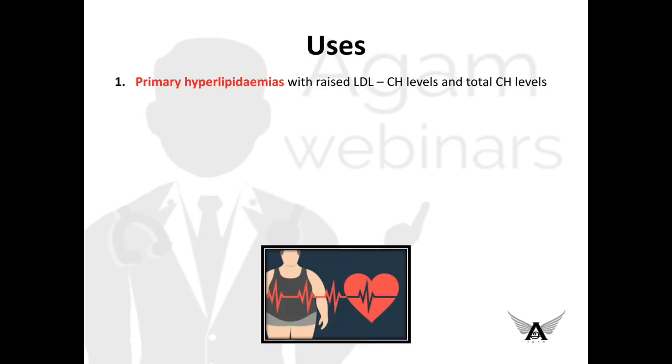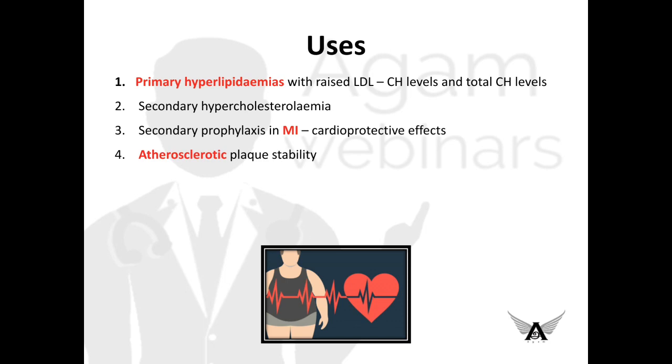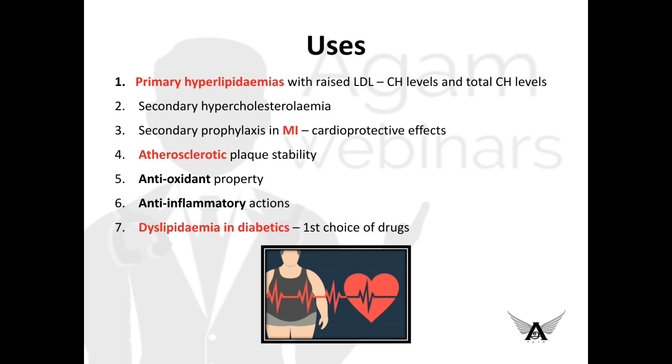Uses. So these are the uses. You can write it on your own. Just you know that it's a hypolipidemic drug, and you can write all the conditions where we should achieve a hypolipidemic effect. So first one is primary hypolipidemia. Second one is secondary hypercholesterolemia. Third is it can be used as a secondary prophylaxis in MI. Fourth one is atherosclerotic plaque stability. Fifth is antioxidant. Sixth is anti-inflammatory. Seventh is dyslipidemia and diabetes. So if a diabetic patient has dyslipidemia, what is the first choice of drugs? Yes, statins is the first choice.